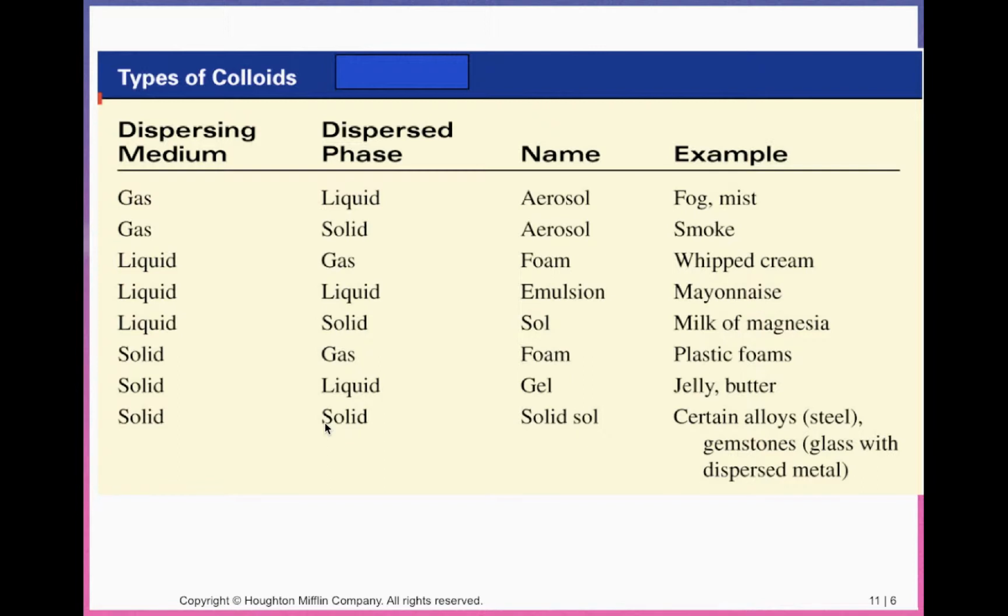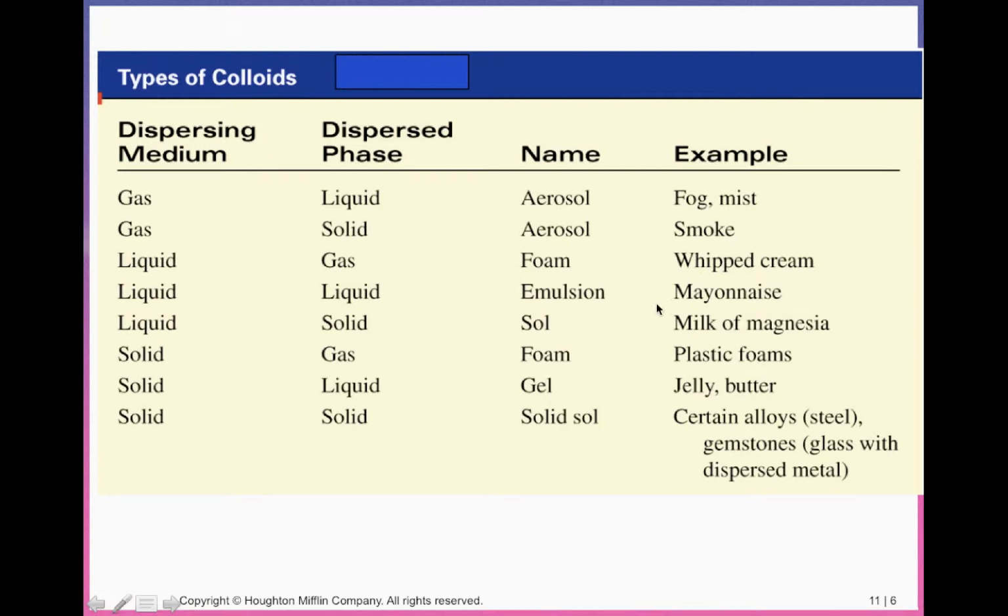So if you look at the first one, for instance, an aerosol looks more like a gas, like the dispersing medium. And so we have fog or mist in aerosol. You can even say spray paint is like an aerosol. Solid in a gas could be, usually they're using smoke as an example. Here are some other types of colloids. We have foams, different types of foams, emulsions, a liquid in a liquid, solids and gels.